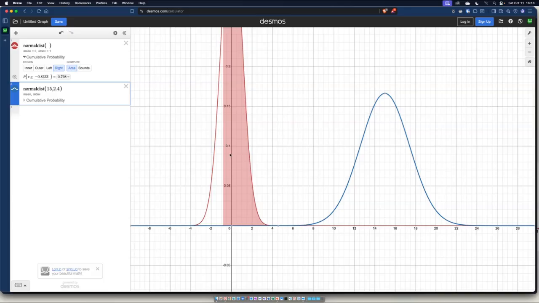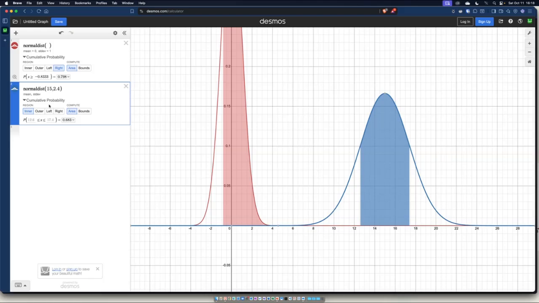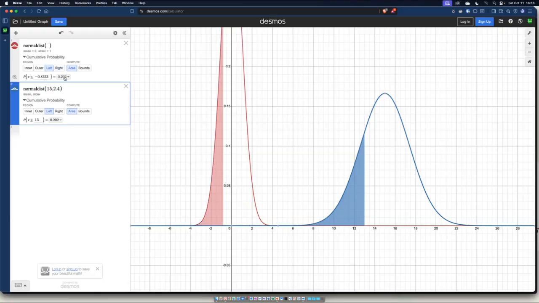This looks like a different shape because, well, it is. This is our standard. The red one is our standardized normal distribution. The blue is the regular normal distribution. All right, let's do the same thing as we did before. Cumulative probability. We want the area left of a value of, now we're not doing z-score, we're doing actual value, so I'm just going to put in 13. And then just so I can compare it, look, the probabilities are exactly the same. 0.202337.